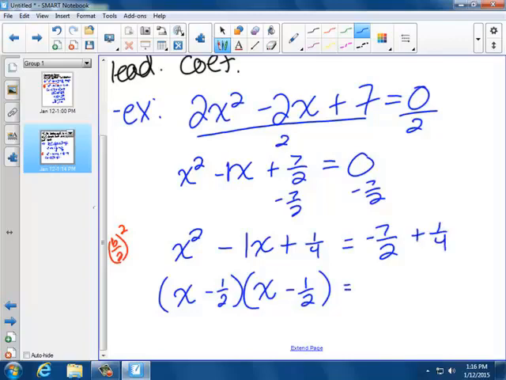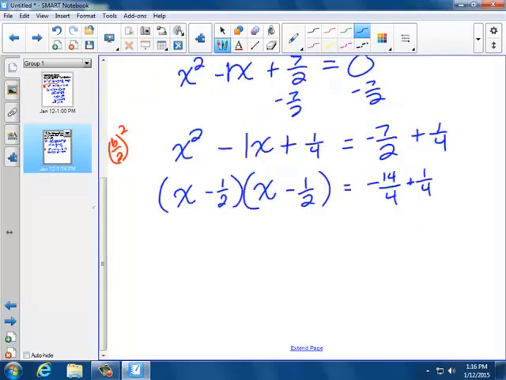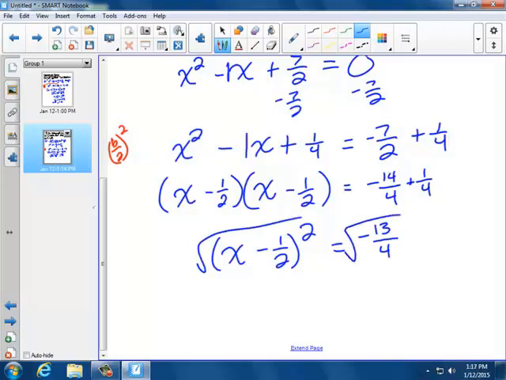And it looks like I'm going to need a common denominator here. Double the top and bottom, get 14/4 plus 1/4. Okay, so I've got x minus 1/2 squared equals negative 13/4. Now I can do my square root. X minus 1/2 equals plus or minus.